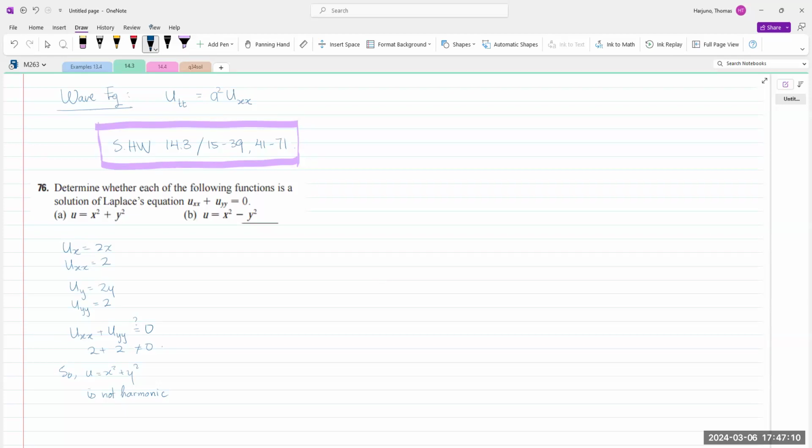So how about part B? u sub x is 2x, u sub xx is 2, u sub y is negative 2y, u sub yy is negative 2. Yes, you can see, is u sub xx plus u sub yy equal to 0? 2 minus 2, that equals 0. So u equals x squared minus y squared is harmonic.